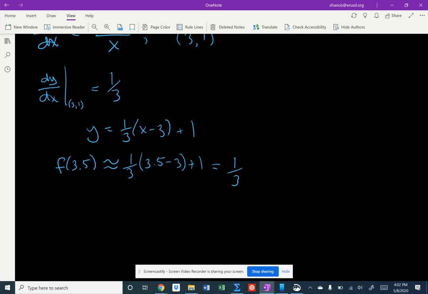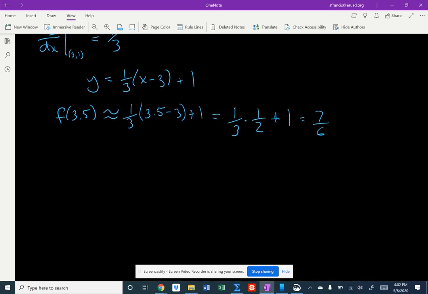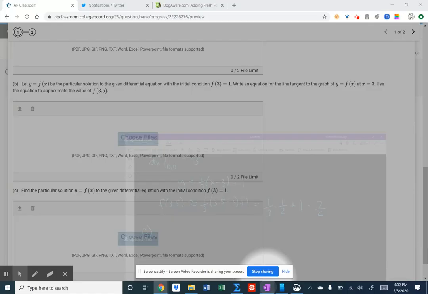So this is 1/3 times 1/2. 3.5 minus 3 is a half, plus 1. So it's 1/6 plus 1, which is 7/6, so 1.1666 repeated if you want to do all of that stuff. Let's take a look at the next part.